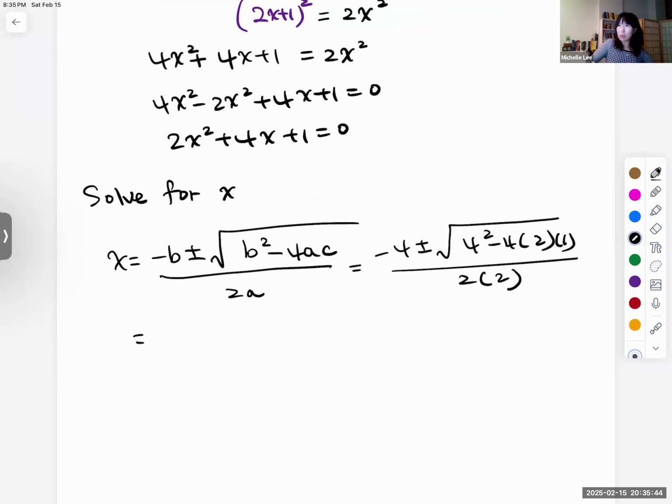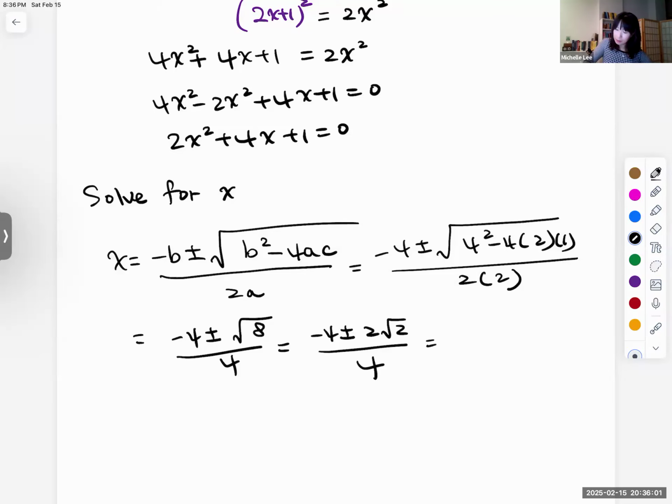Okay, now can you please calculate? So we have negative 4 plus or minus. You want me to write down everything? Square root of 8 over 4, which is negative 4 plus or minus 2 square root of 2 over 4. So that is negative 1 plus or minus, 2 over 4 goes to 2 once. So there will be square root of 2 over 2, yeah?